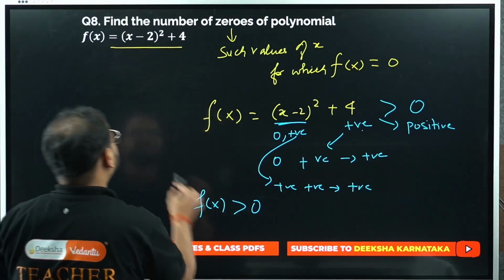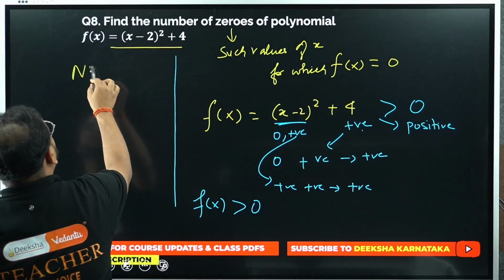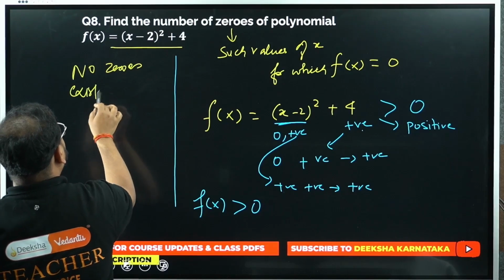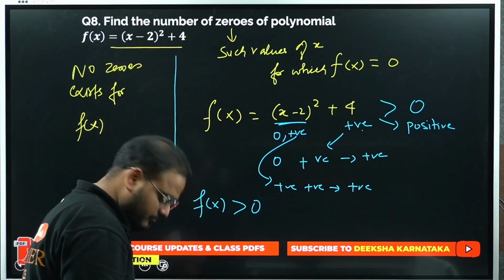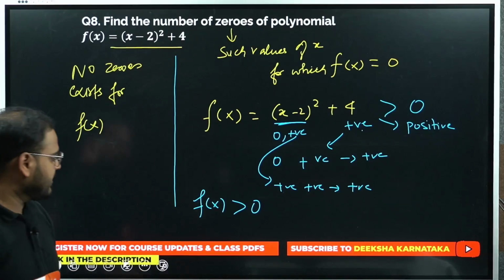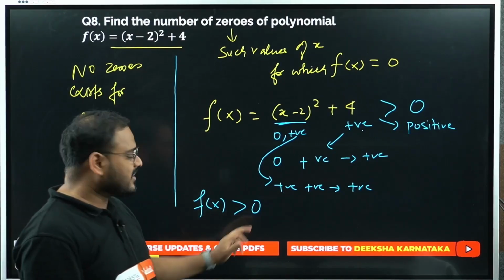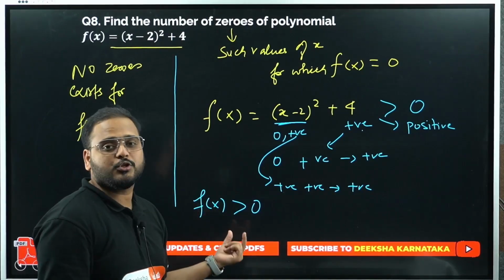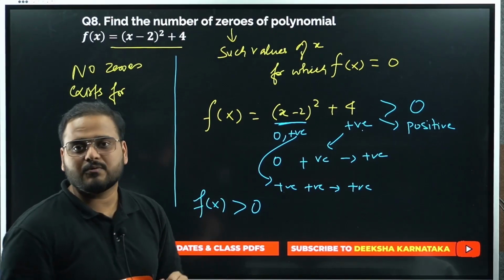For that reason, my final answer: no zeros exist for f(x). No zero exists for f(x), because for whatever value I put for x, this f(x) will always be positive. Positive means what? Greater than 0. Then how can it be equal to 0? Understand? This f(x) is never equal to 0. That's why no zero exists, no value of x exists which will make this equal to 0.